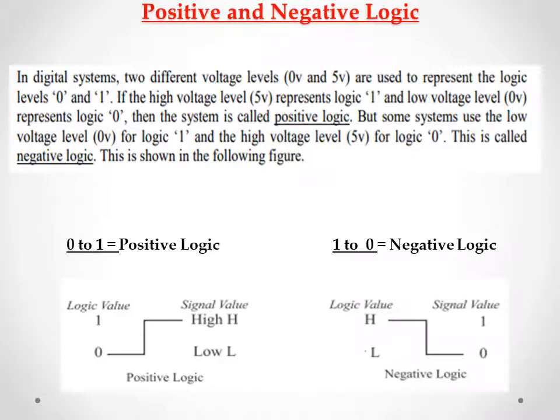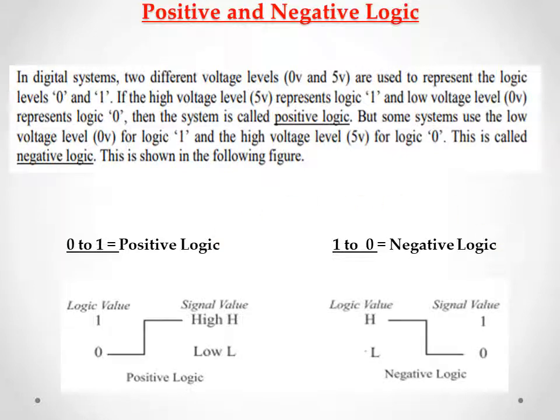In digital systems, two different voltage levels are used to represent the logic levels 0 and 1. If the high voltage level, that is 5 volt, represents logic 1 and the low voltage level, that is 0 volt, represents logic 0, then the system is called positive logic. But some systems use the low voltage level, that is 0 volt, for logic 1 and the high voltage level for logic 0. This is called negative logic. This is shown in the following figure.